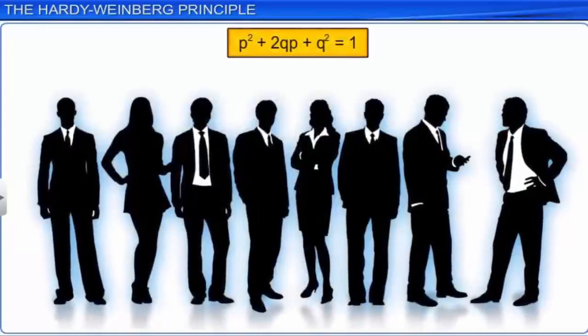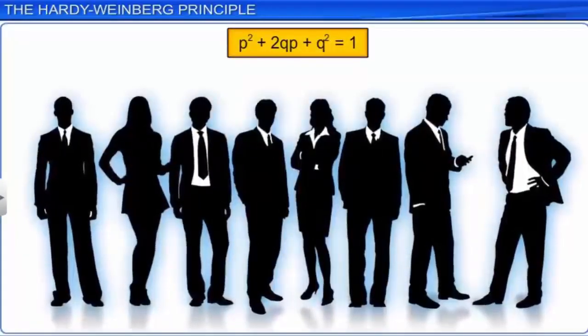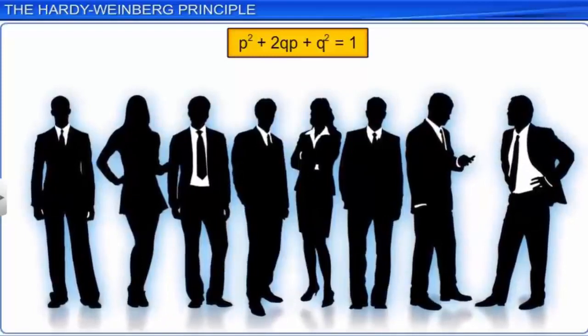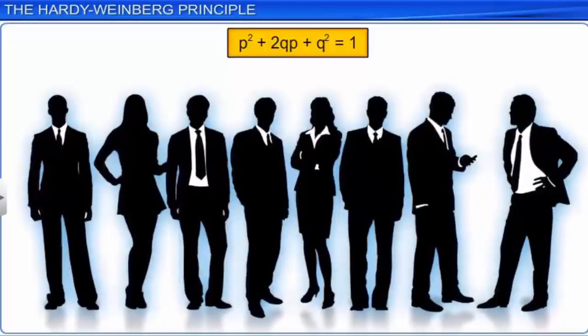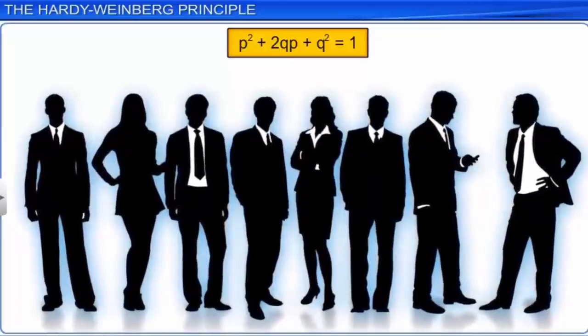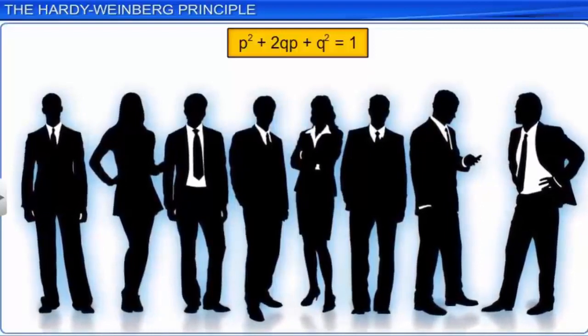Evolution is a slow and sophisticated process. The Hardy-Weinberg principle helps understand evolution, as it provides a baseline to measure the genetic change in a population.